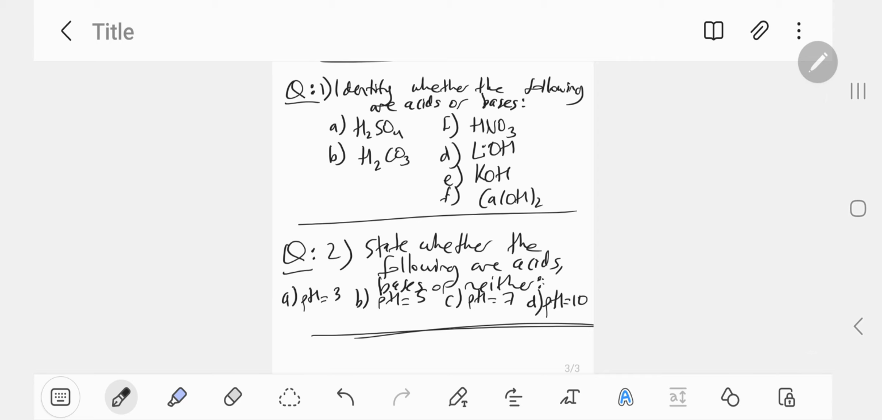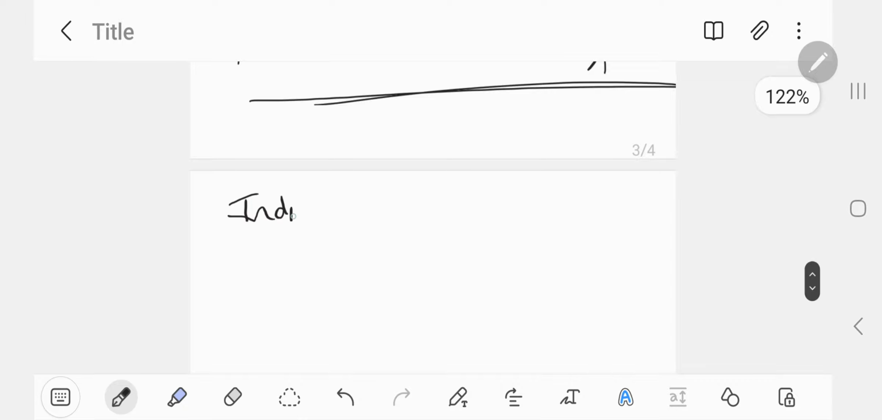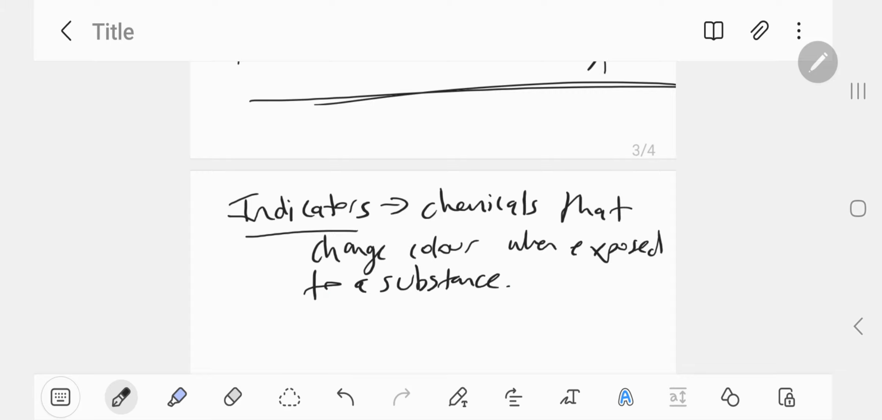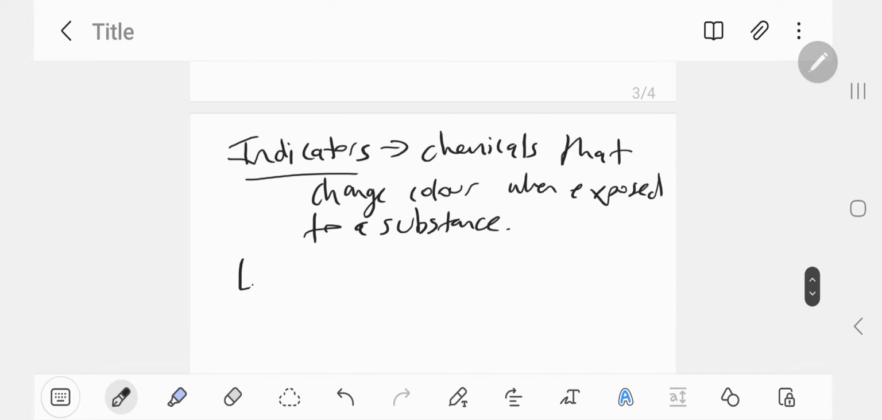I'm going to move on now onto indicators very briefly. So how do you actually determine if a substance is acidic or basic in the lab? You use things called indicators. Indicators, as the name suggests, these are chemicals that change color when exposed to a substance. The most common textbook example is that of litmus paper.